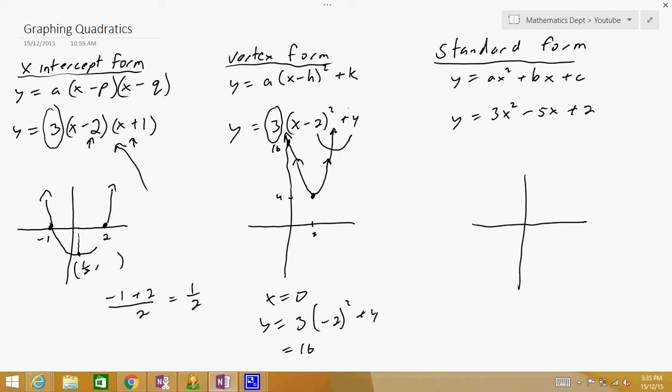The third one is your standard form. Your standard form is y equals ax^2 + bx + c. Some quick information that you could get: when x is equal to 0, y is equal to 2. So that's your y-intercept.